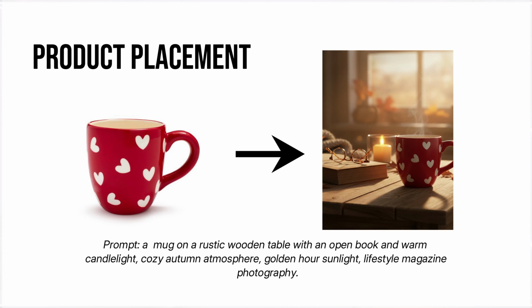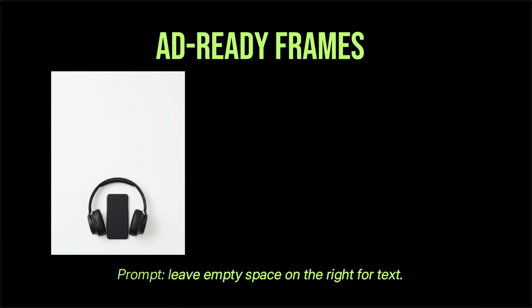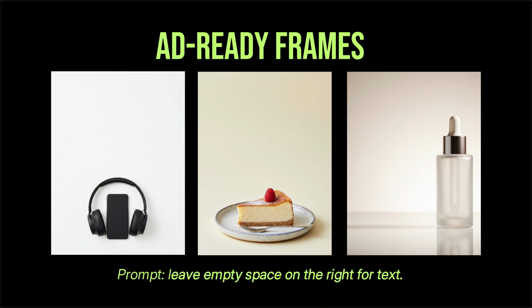And once you've got the perfect shot, you can even format it with space for your headline or text. Stop paying designers just to leave space for your headline. The AI can do it for you. Just say, leave empty space on the right for text. Nano Banana understands composition. That makes designing ads faster than ever, even if you don't have a creative team. So it can design ads like a pro, but can it fix messy photos too?